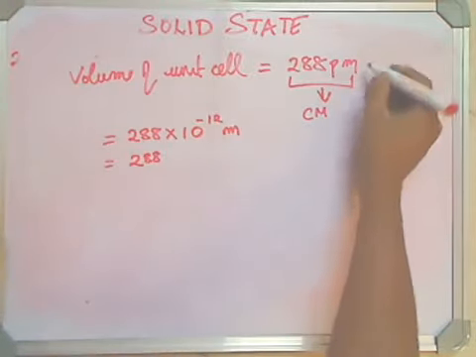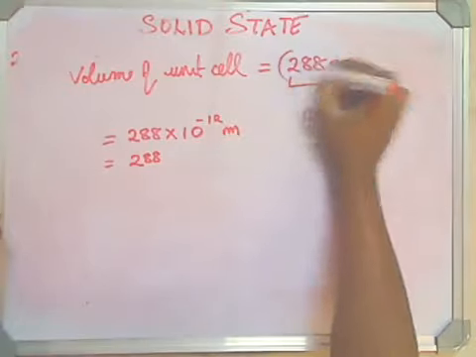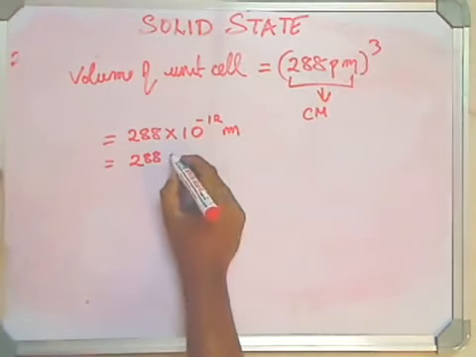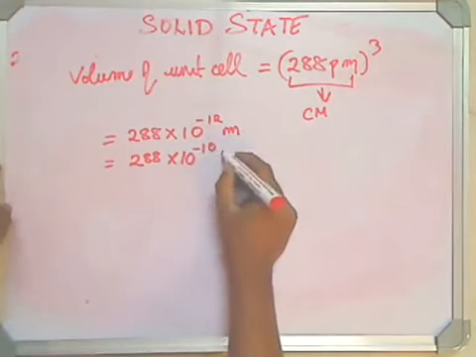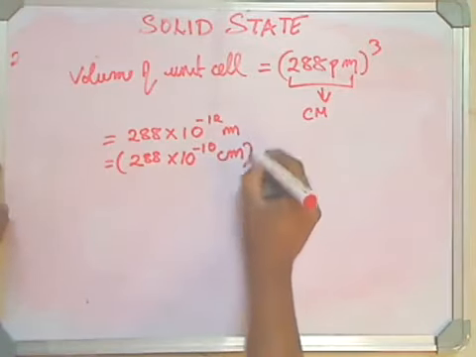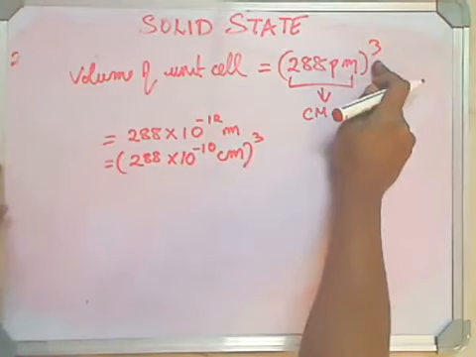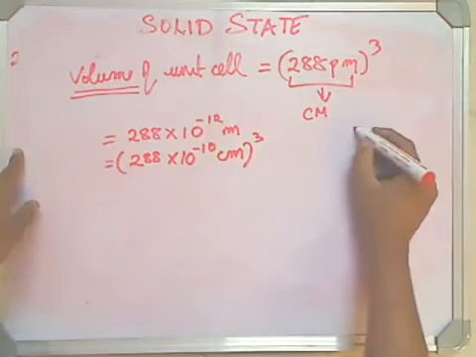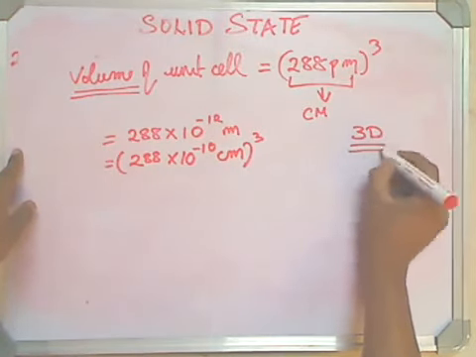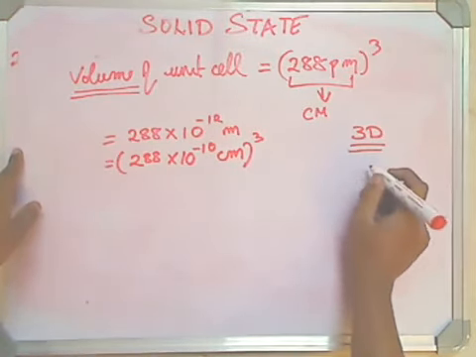288. Remember, this is meter cube. So multiply this by 10 to the power of minus 10 centimeter. I consider the cube factor here because I'm considering volume. Volume, remember, is a three-dimensional quantity. Okay, it's a three-dimensional quantity.